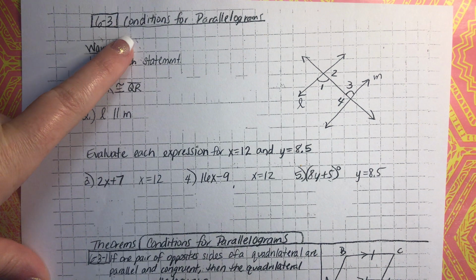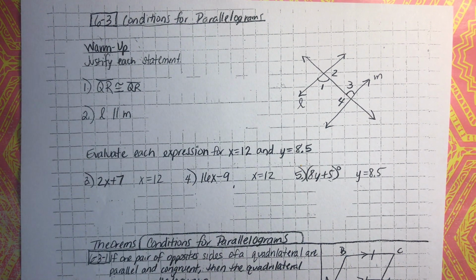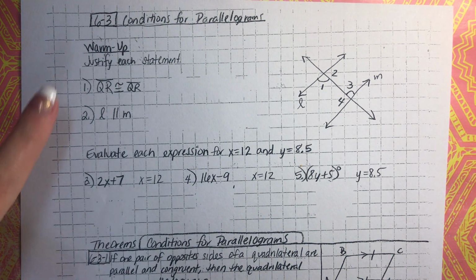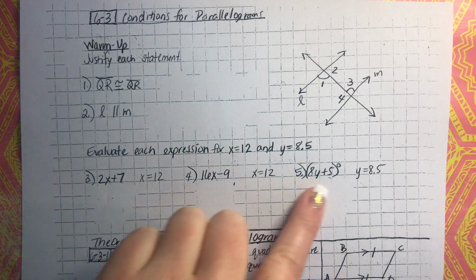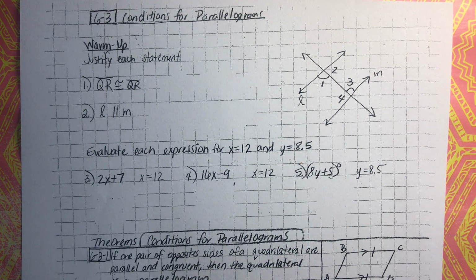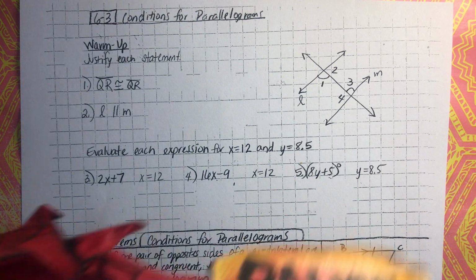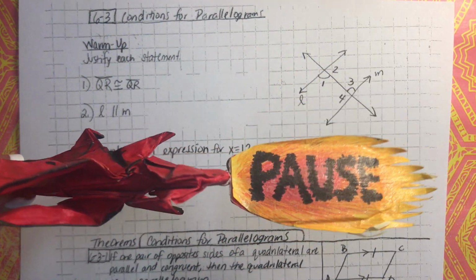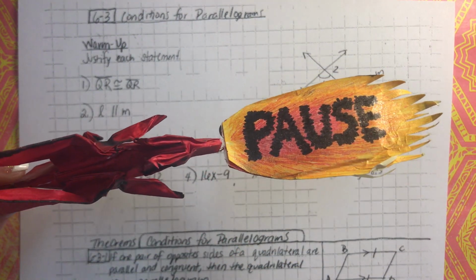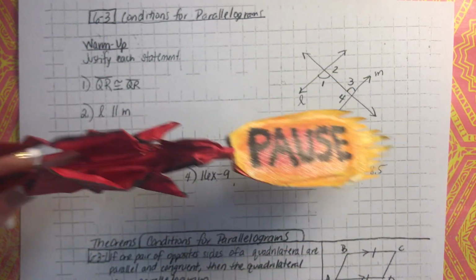We're talking about conditions for parallelograms today. But before we get started with today's lesson, we have this warm-up, 1, 2, 3, 4, 5. If you can go ahead and get started on those, here's my friend the Pause Dragon, to remind you to pause your device and work out those problems. When you get done, we'll talk about them together. All right, see you in a bit.